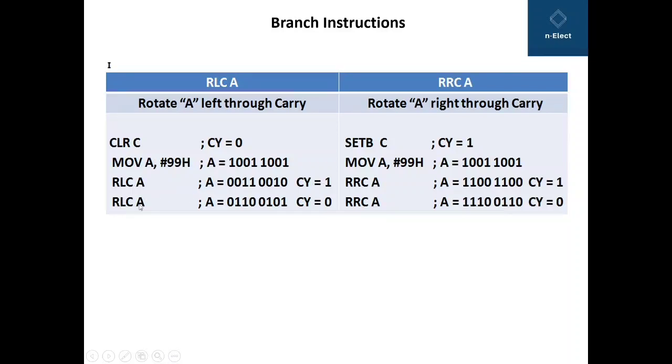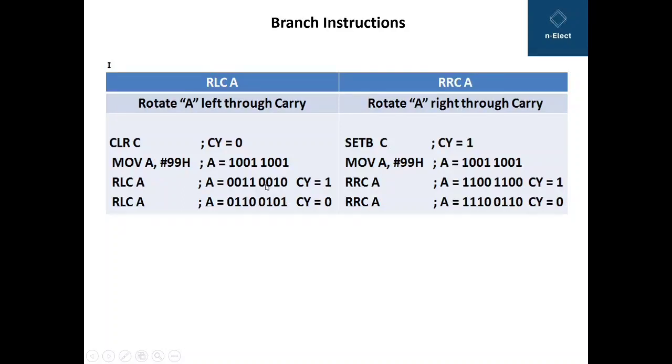Again we are executing the same instruction, and this time the data is this one and carry is 1. So now the leftmost bit, which is 0, goes to carry, so carry will be 0, and the carry bit which was 1 will come here. So the data available will be 0110 0101, and the carry bit is 1. So this is the new data available.